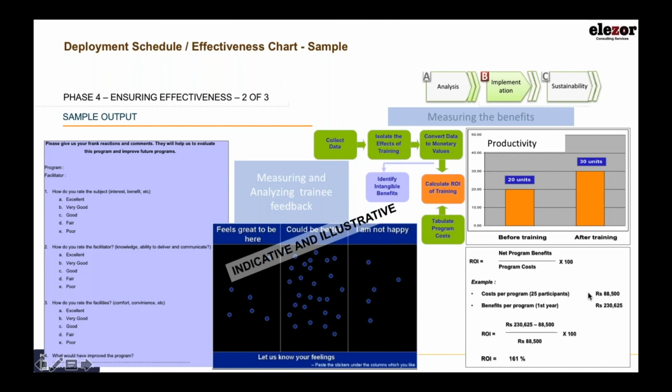The cost of the program for 25 participants is, for example, this much, and the benefits of the program for the first year are this much, which is expected from the productivity results. Whatever money you can convert into profitability out of the productivity is the profitability you put here through the programs, and then you devise your return on investment. If it is 161%, I bet this is a very good figure which anyone would love to achieve. But this figure of 2,30,000 is very critical to identify, and this is where you involve the finance team and the business; both put together will give you this figure. That's how you work out the ROI from your training programs.